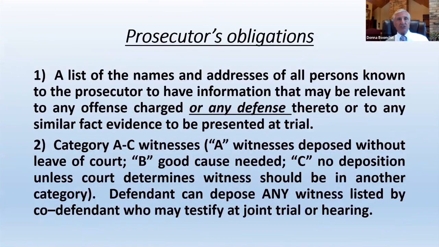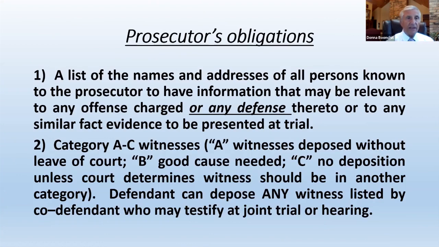Prosecutor's obligations: a list of the names and addresses of all persons known to the prosecutor to have information that may be relevant to any offense charged or any defense thereto, or to any similar fact evidence to be presented at trial. In other words, anything that they know which tends to convict the defendant or support a valid defense, or any similar fact evidence under the Williams rule, has to be given within that time period.